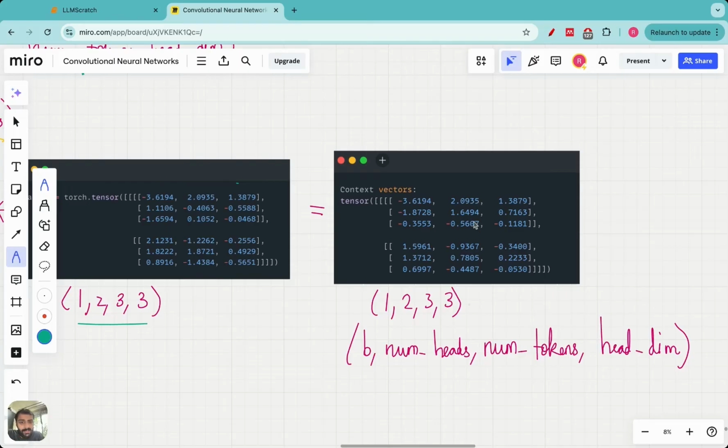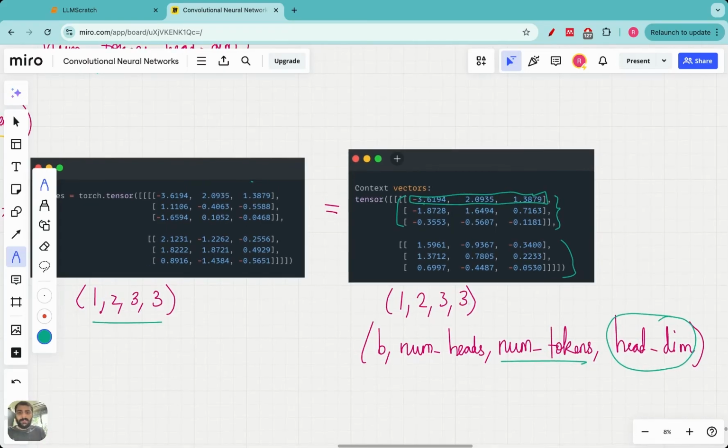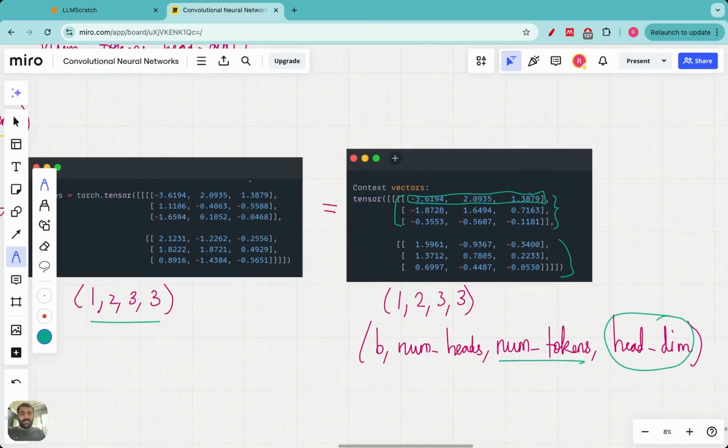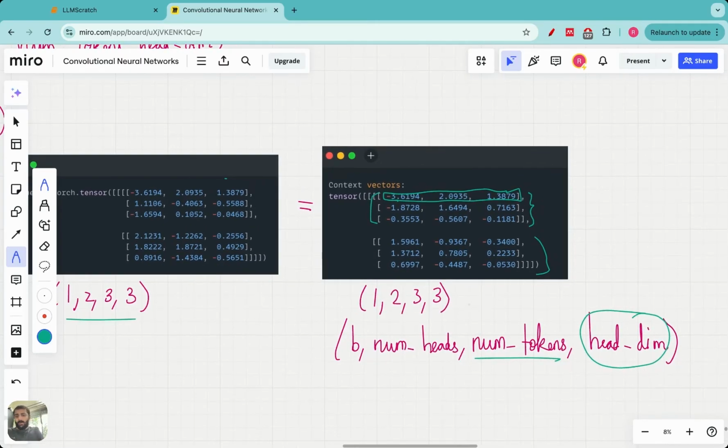Let's interpret this again. Here you can see that there are two heads. This is head number 1 and this is head number 2, and in each head there are number of tokens. So if you look at each head, there are 3 rows. Each row corresponds to one token. Each row represents the context vector for that particular token, and it has dimensions equal to head dim, because head dim is equal to 3. So that's the meaning of this context vector matrix which we have reached. But now remember, there is a problem here, right?